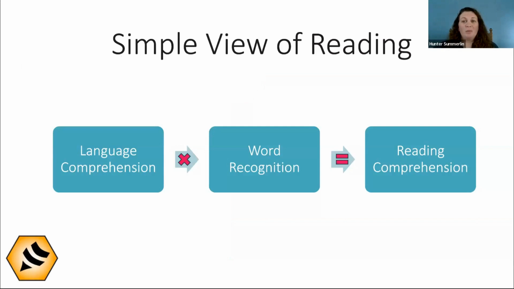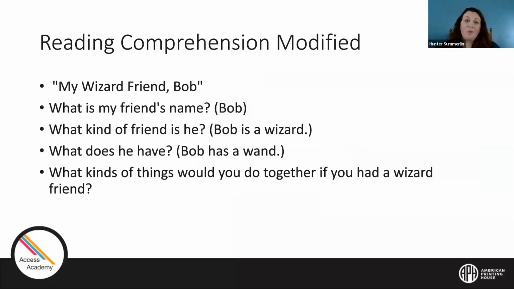Okay. So with the simple view of reading, we today have illustrated language comprehension, meeting with word recognition, and coming together to form reading comprehension. Reading comprehension for this student needed to be modified due to his age and his unique interests and abilities. He needed the easier skill level and content that was decodable to him for the most part. So we took my Pug Pub and we created my wizard friend Bob. We can ask reading comprehension questions, even though we made up our own story.